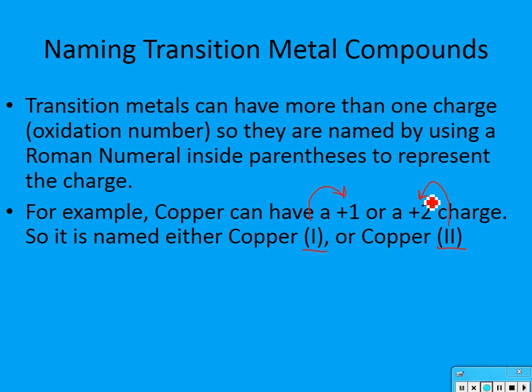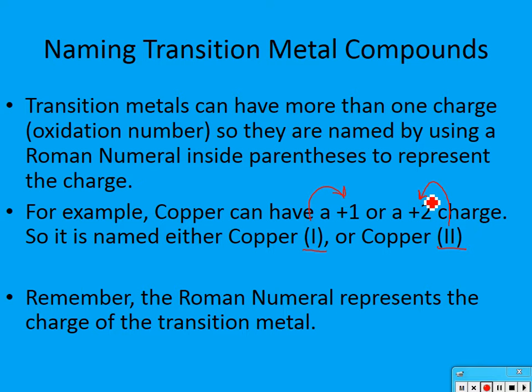Now we're going to use this method with Roman numerals inside the parentheses for transition metals, and also you'll see tin and lead. Tin is number 50 on the periodic table, and lead is right below it at 82. They also can have multiple oxidation states or charges, so we have to use that notation as well. Last point on this slide, it says, remember, the Roman numeral represents the charge of the transition metal. Fill that in your guided notes. The Roman numeral represents the charge of the transition metal.